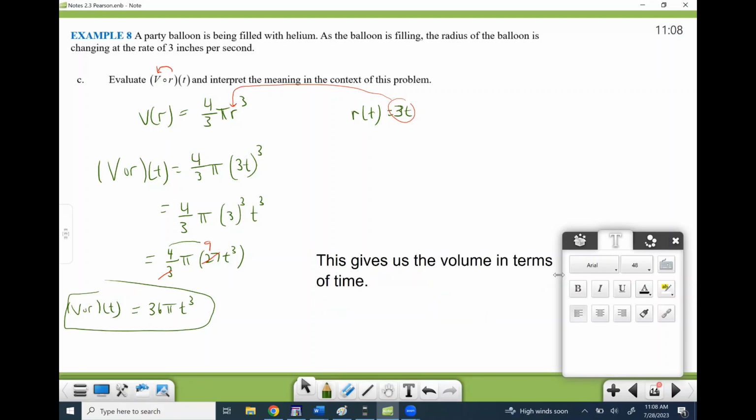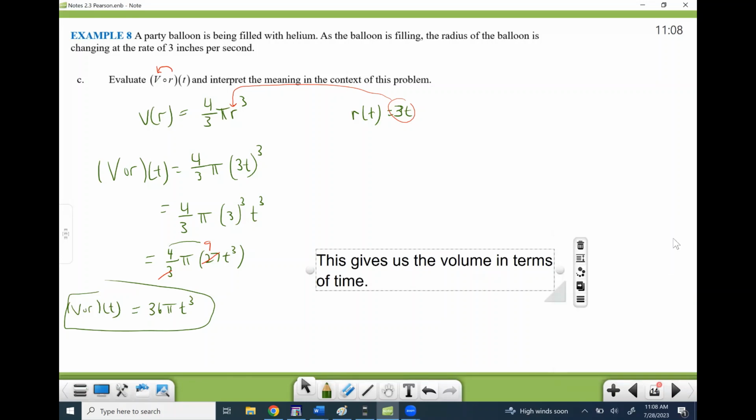Why would we even care? Okay. It's going to shortcut things for us. It's going to expedite it. Somebody said something like, hey, at time 2, what's the volume? Well, we'd have to substitute 2 in here. Multiply by 3, we get 6. And then we'd have to take the 6 and substitute it in here and do the math. And then we'd finally be able to get the volume.